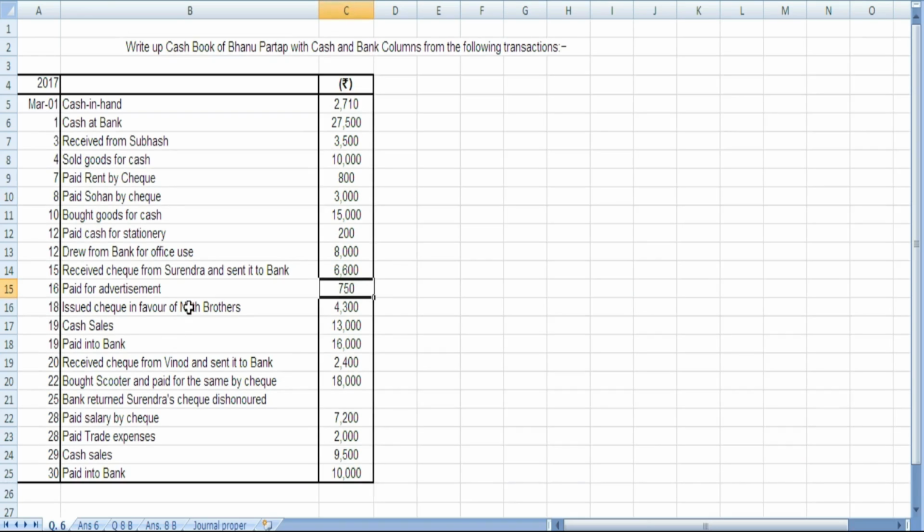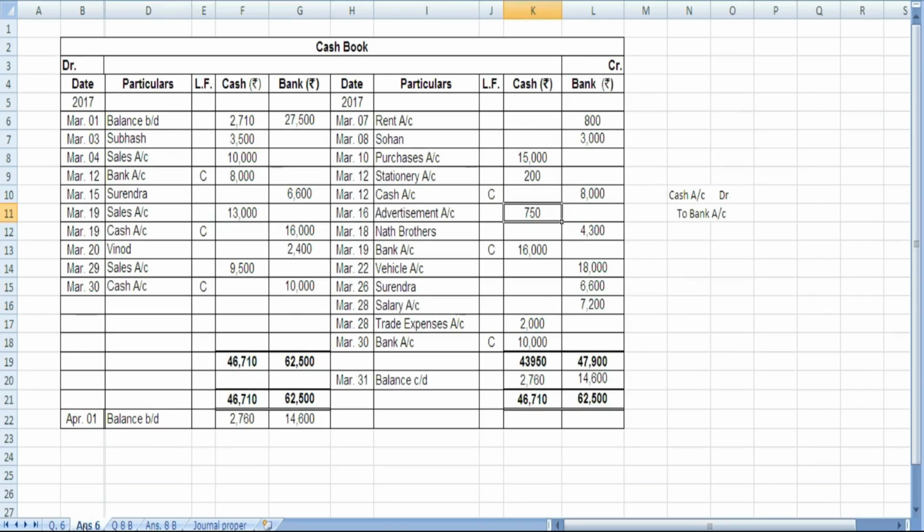Okay, then we have issued check in the favor of Nath Brothers. So Nath Brothers here are receiving a check, so they become the receiver. So by Nath Brothers, and in the bank column, since Bhanu Pratap is giving the check, in the bank column 4,300.